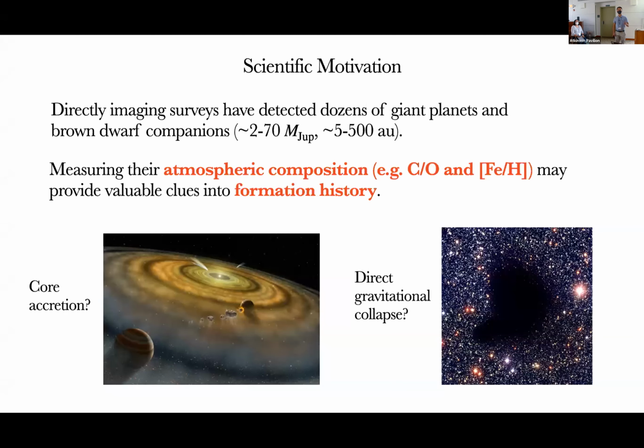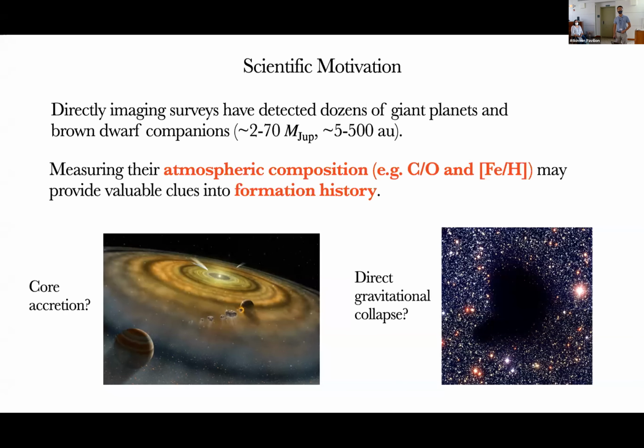Unlike the previous talk, we're looking at direct imaging as well, but of objects that do not explode. So these are giant planets and brown dwarf companions. Over the past 20 years or so, direct imaging surveys of these objects have detected dozens of them with this range of masses and, roughly speaking, this range of separations from their host stars.